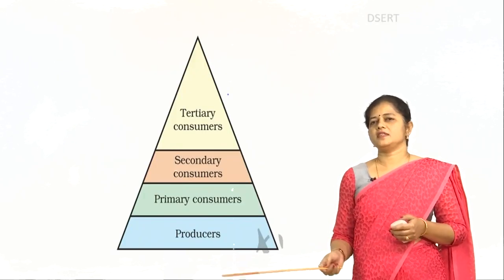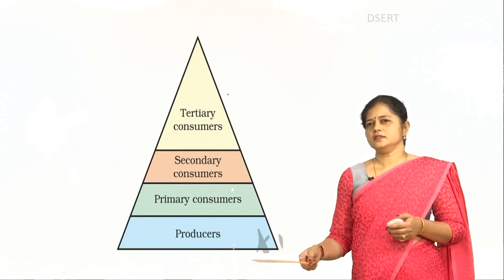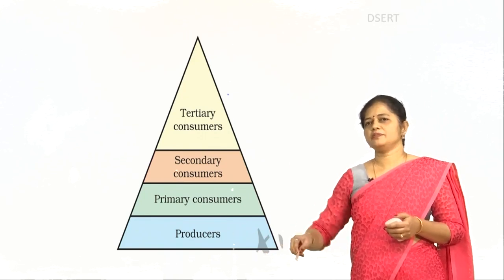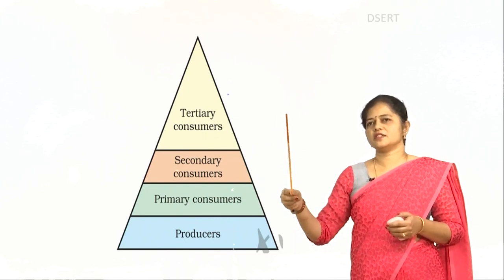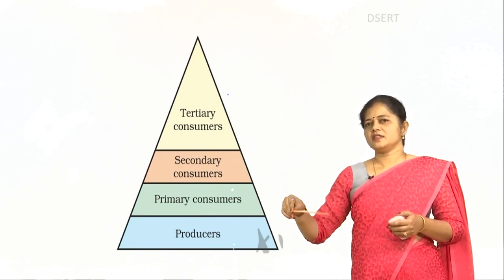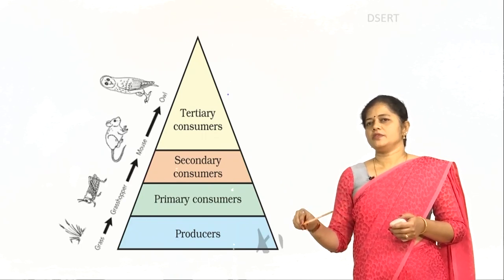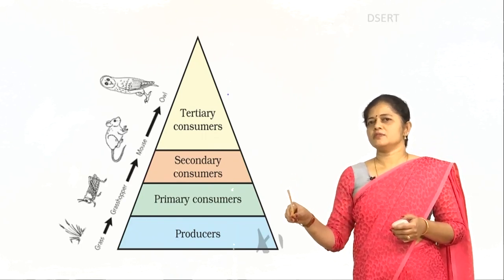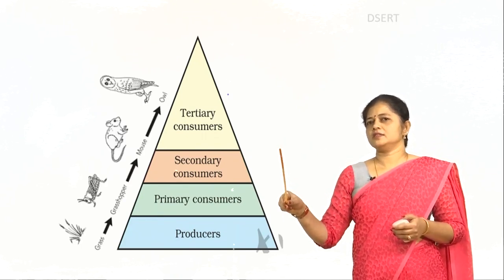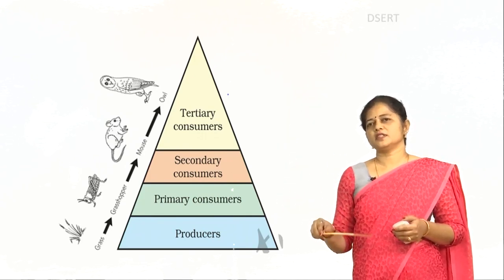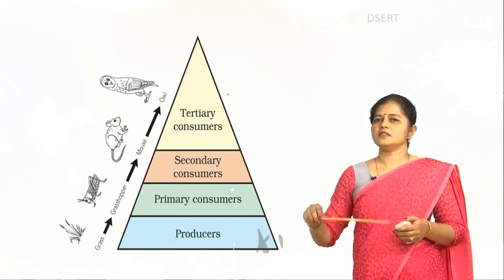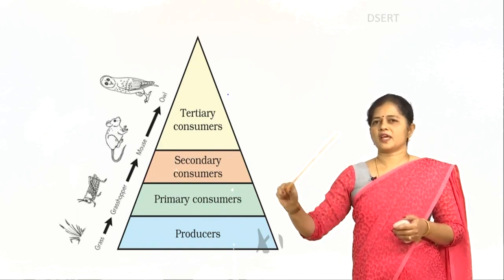If you can see here, this is a pyramid where you have placed the producers, the primary consumers, the secondary consumers, and the tertiary consumers, and you can see the relationship. The producers are eaten by the primary consumers, they are in turn eaten by the secondary consumers, which are in turn eaten by the tertiary consumers, and the energy is also transferred in the same manner.